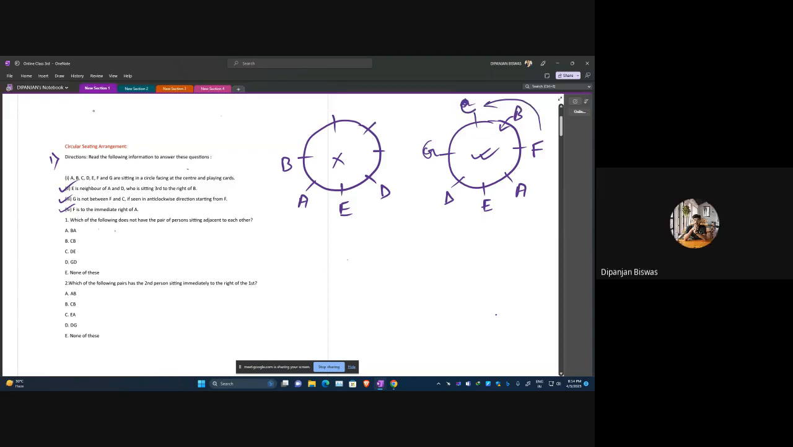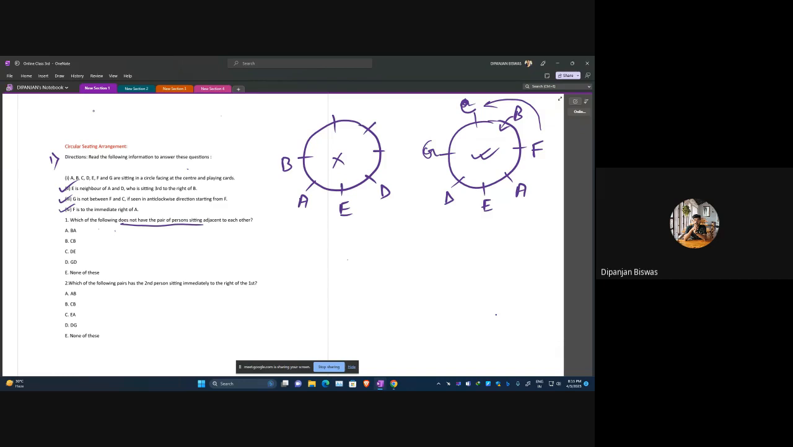So the first question: which of the following does not have the pair of persons sitting adjacent to each other? So B, A, B and A does not have the pair of persons sitting adjacent to each other. BA are not sitting adjacent to each other. So we are getting the first option as the right answer.